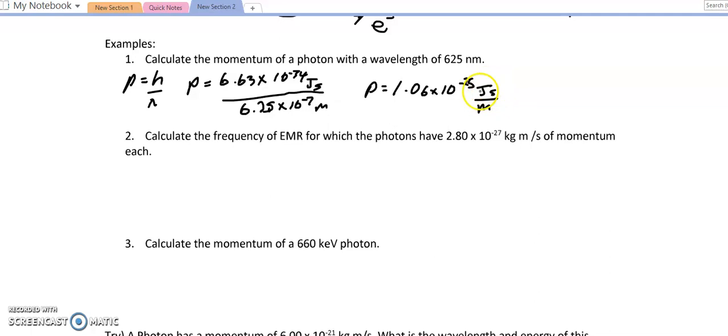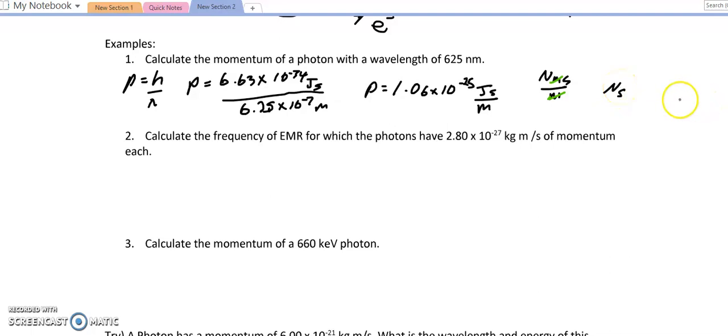Now, a joule, unit of work, is a Newton meter. So the units here wind up actually being Newton meter seconds per meter. And you notice the meters cancel out, and you're left with units of Newton seconds, which is a unit that we've used for momentum in the past.